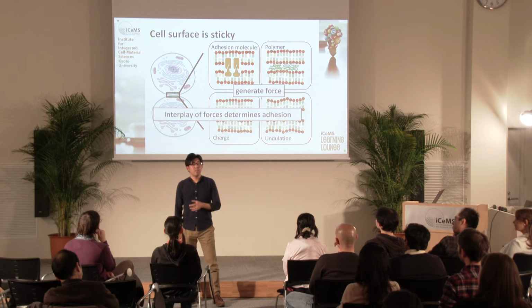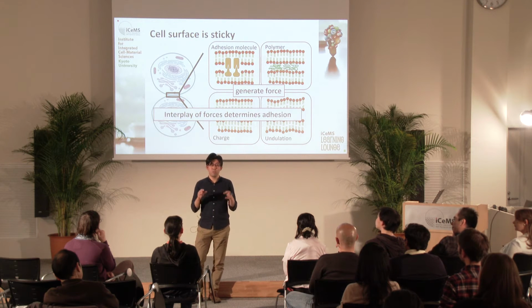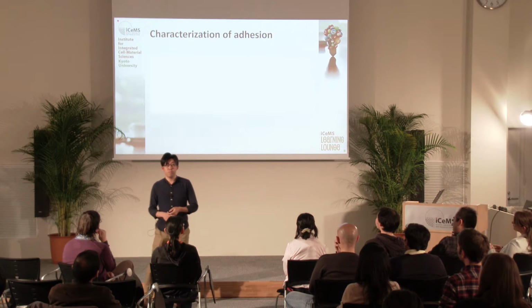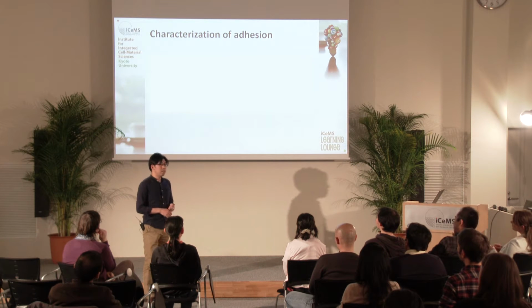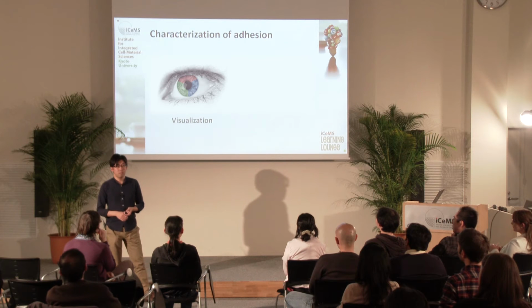adhesion of cells. If the force is well balanced, then your cells will be kept at a certain distance, so that cells will be kept in a contact state. So it's quite important to understand where the adhesion is occurring and how strong it is. To characterize this adhesion, we are using techniques based on visualization of adhesion and the direct measurement of adhesion.